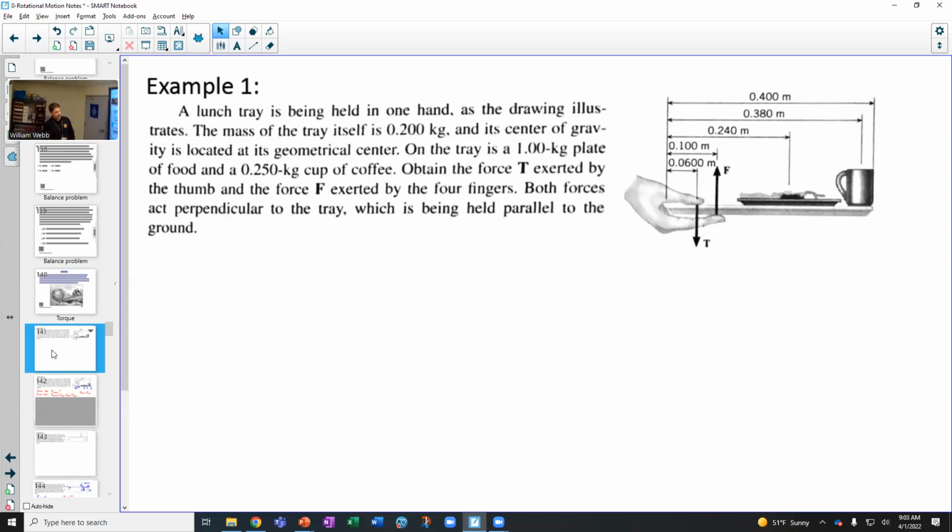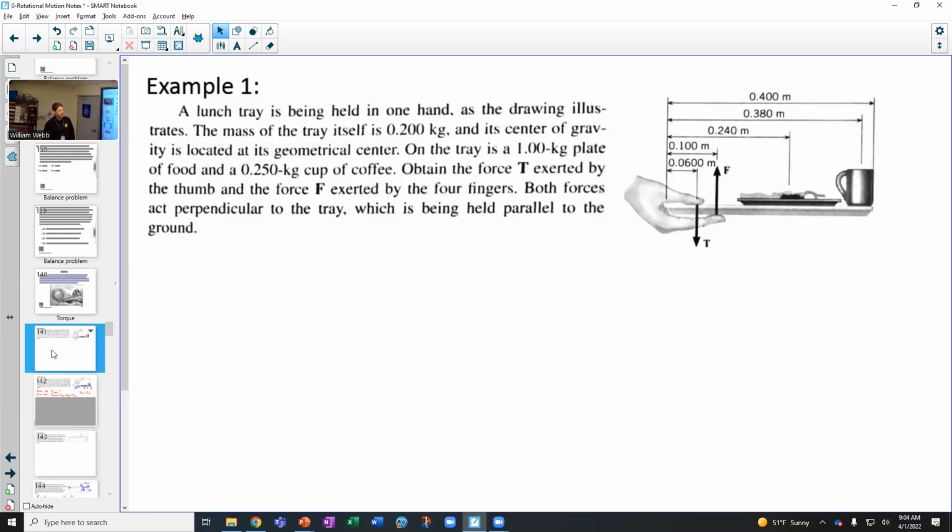So you guys have probably been in this scenario before where you're carrying a tray, and if your hand is strong enough to actually carry it in one hand, you probably have felt that you got to put a lot of pressure with your thumb to hold it level, especially the more food you have, right? The more stuff on there, the harder it is to keep it level. But that's what this person's doing. They've got a lunch tray being held in one hand, as we see illustrated. The mass of the tray itself is 0.2 kilograms, and its center of gravity is located in its actual geometric center, meaning it's not some sort of funky tray where one end is heavier than the other. It's just nice and evenly distributed, so the center is actually its physical center.